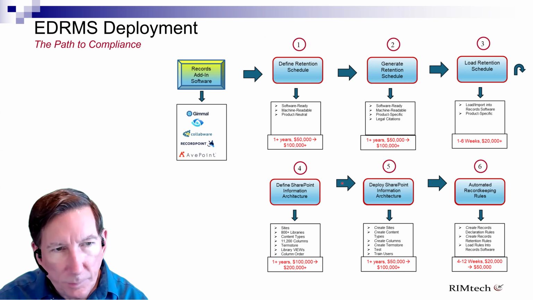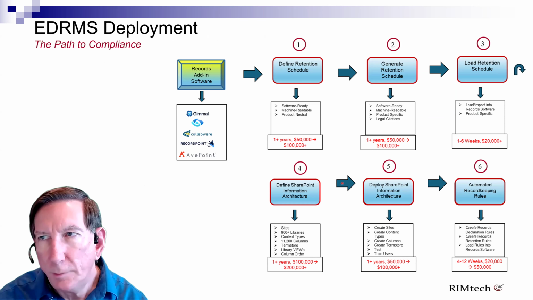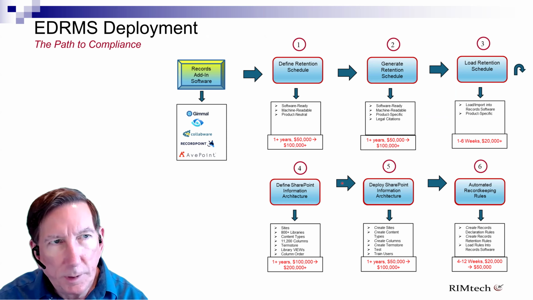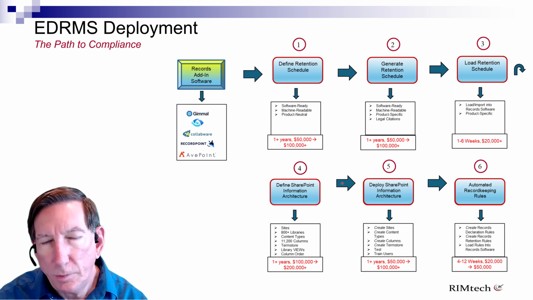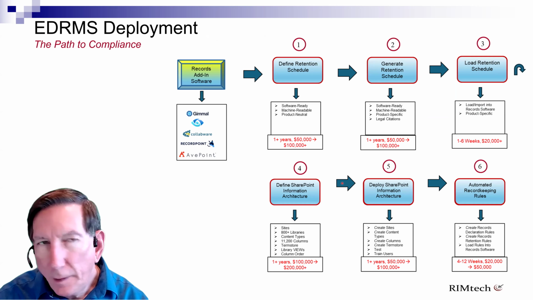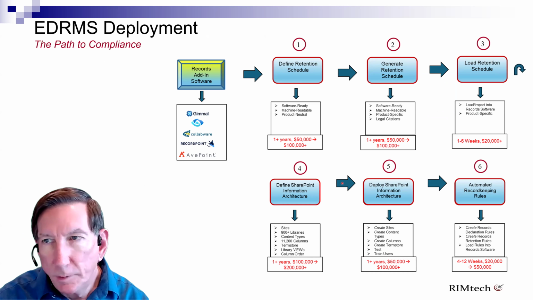It doesn't matter what software you're using. You have 6 steps you have to follow. None of them are negotiable, absolutely none of them. And they have to be in the order shown, okay? And they can be really expensive and really time consuming.